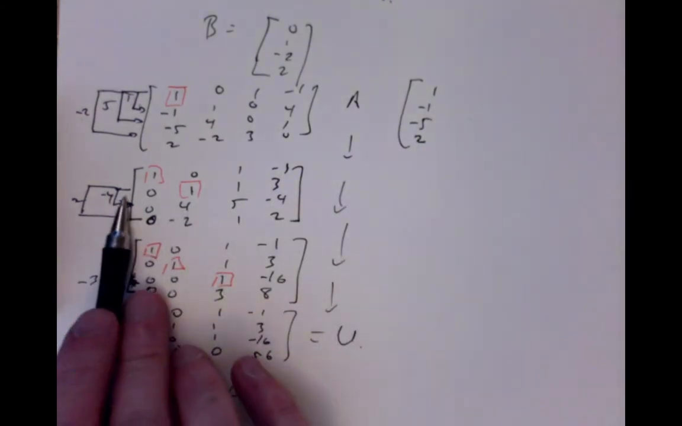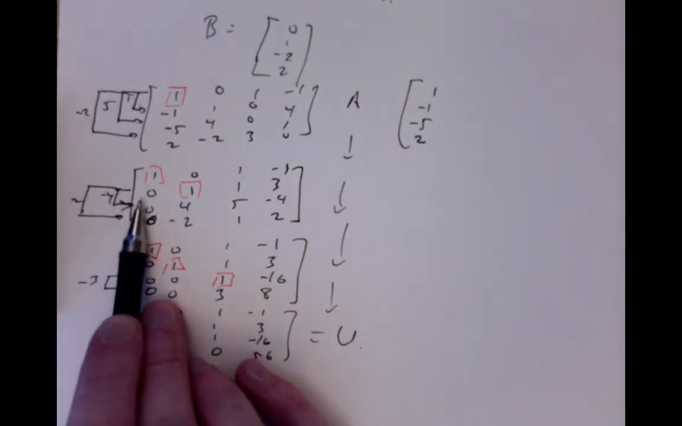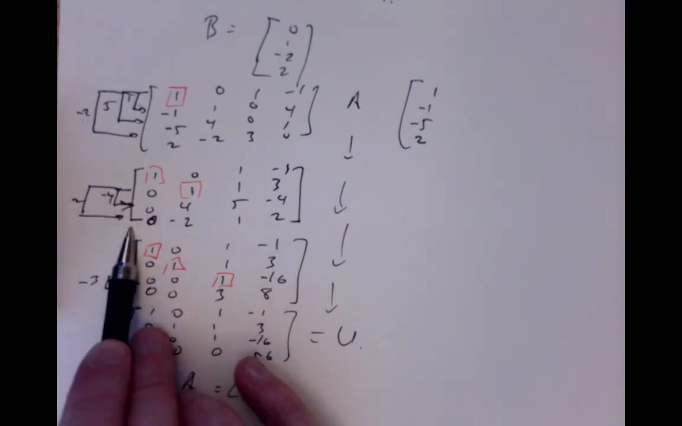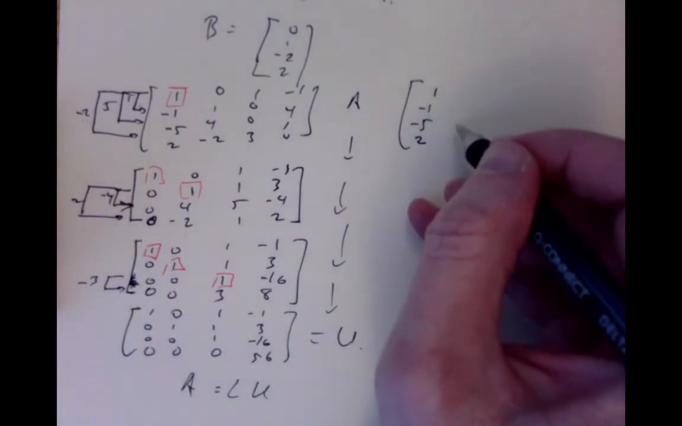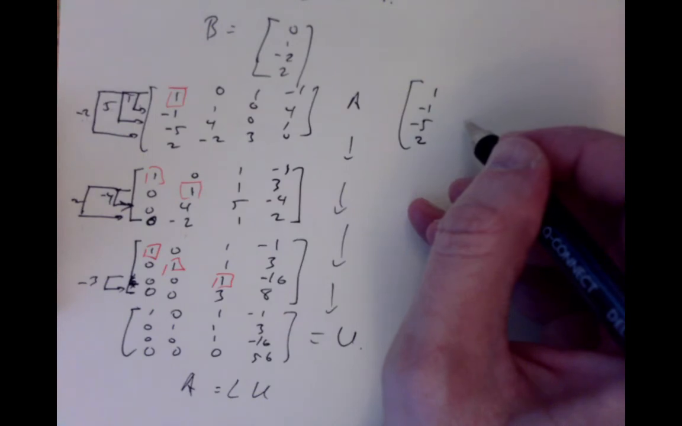And then this guy was minus 4 of this to this and 2 of this to this. So it has to be plus 4 and minus 2.